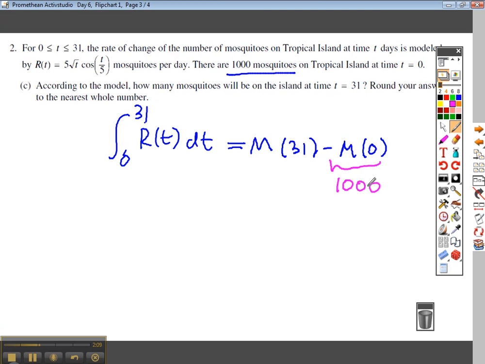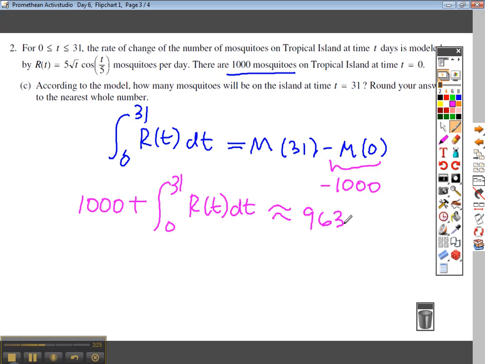So what ends up happening is we're going to add the 1,000 to both sides, because right now it's minus 1,000. So it's 1,000 plus the integral of r of t dt, which you're just going to have to do on the calculator, and that's going to be approximately 964.335 if you work it out correctly on the calculator.